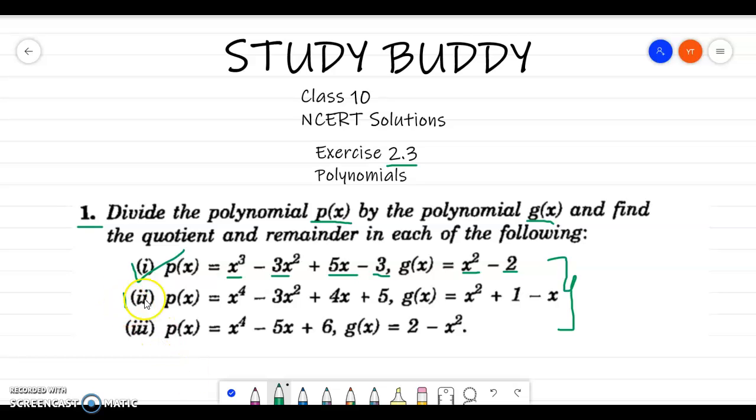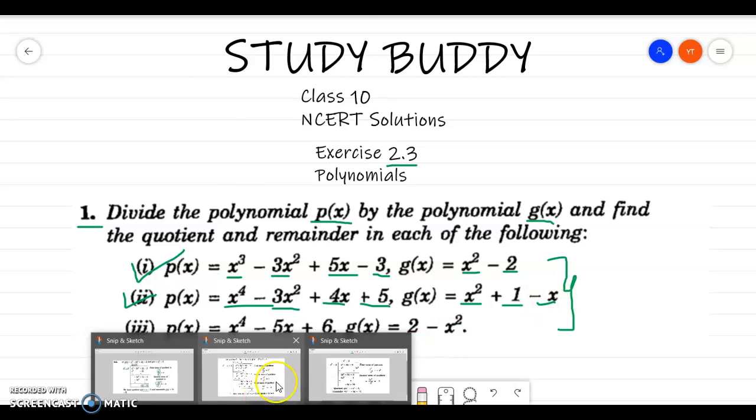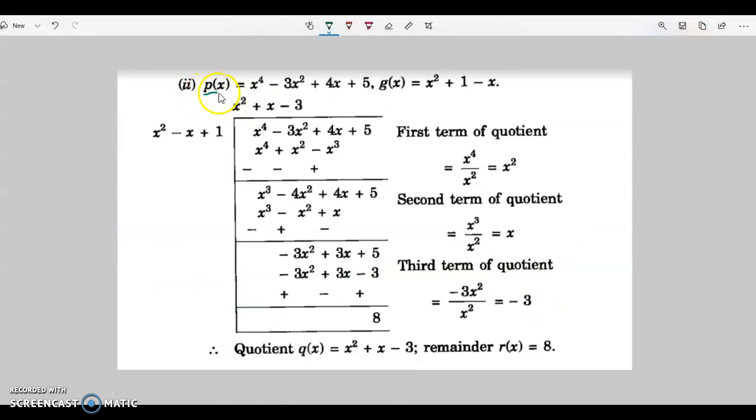Moving on to the second question, that is p of x is equal to x power 4 minus 3x square plus 4x plus 5 and g of x is equal to x square minus x plus 1.